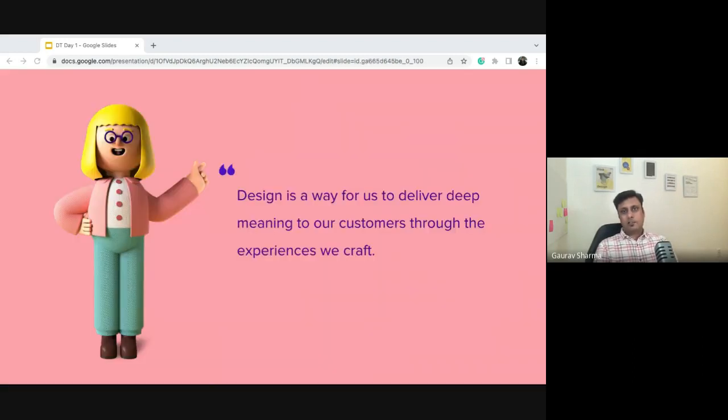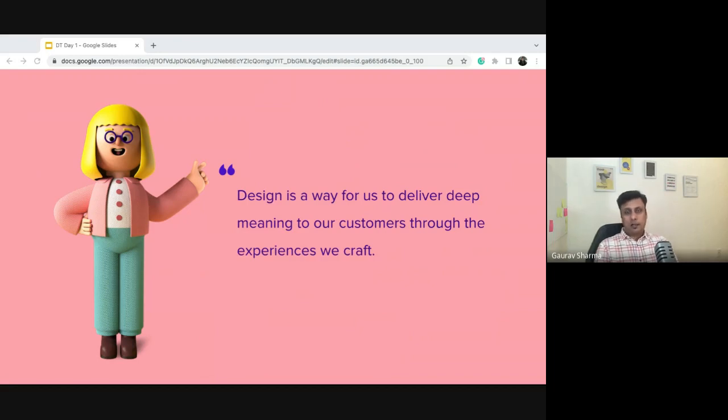Design isn't just about making things look appealing or just about usability or even just delight. It's about taking products from being usable to delightful and then beyond that, to meaningful. And in the next few slides, we would really stress upon meaningful. It is a way for us to deliver deep meaning to our customers through the experiences we craft. We must strive to elevate the value we deliver to our customers from the basic to the functional, and then to the one that goes much beyond.